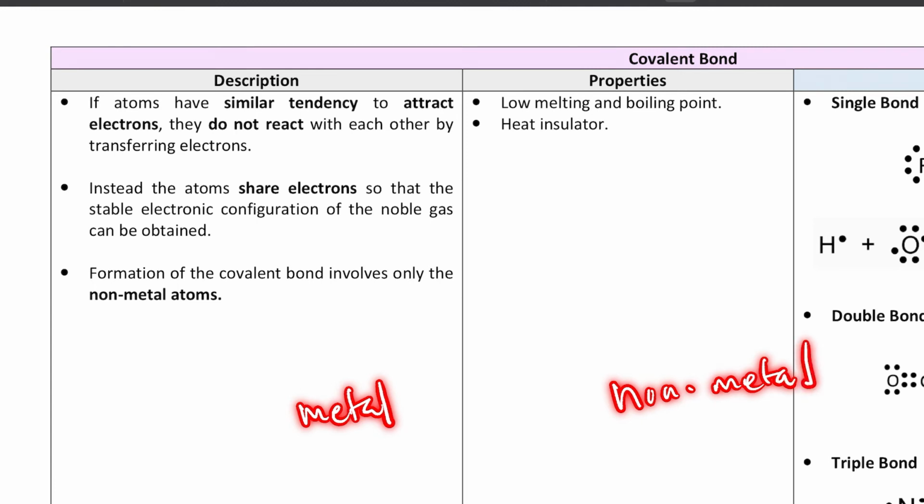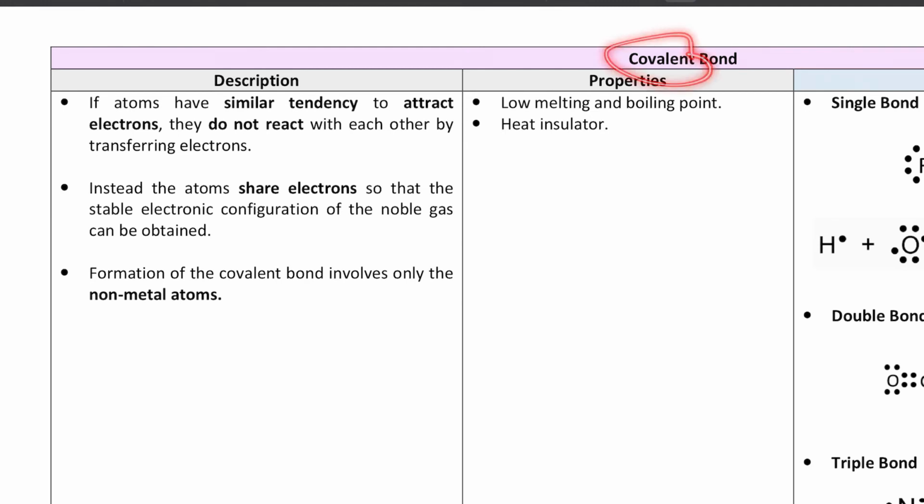So, bila position ada sebelah kiri, sebelah kanan dalam periodic table, kita dah belajar electronegativity. So, dia punya electronegativity very different lah. That means tendency of metal and non-metal to attract electron berbeza. Okay, tapi kalau dalam case covalent ni adalah keadaan di mana atom tu ada similar tendency to attract electron. That means their ability to attract electron almost the same.